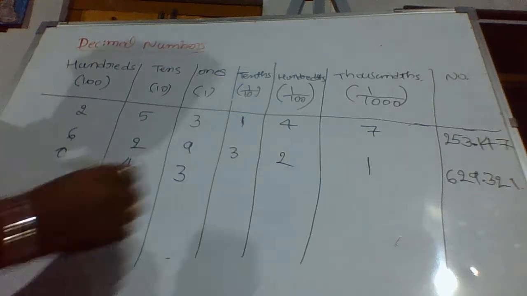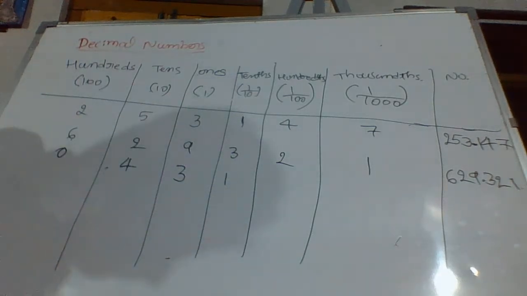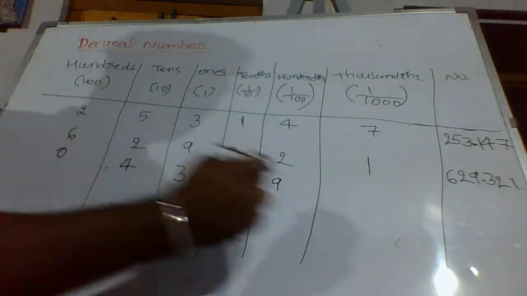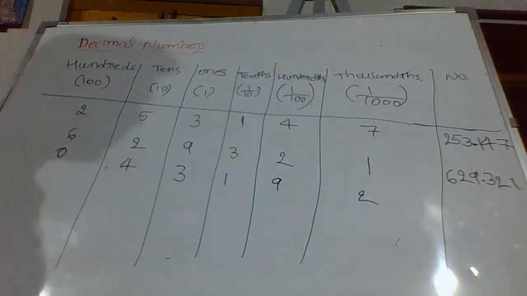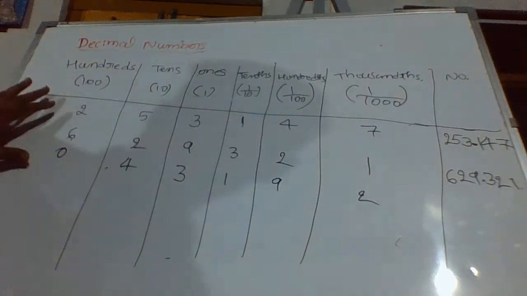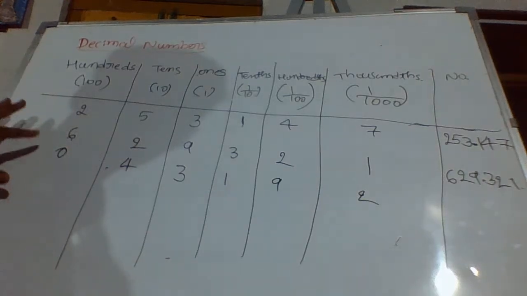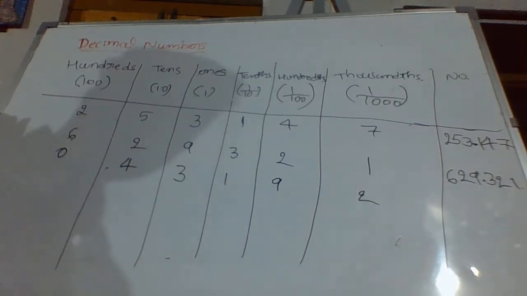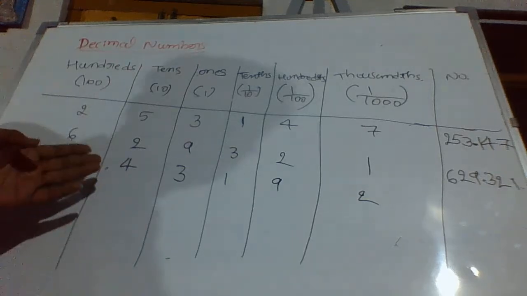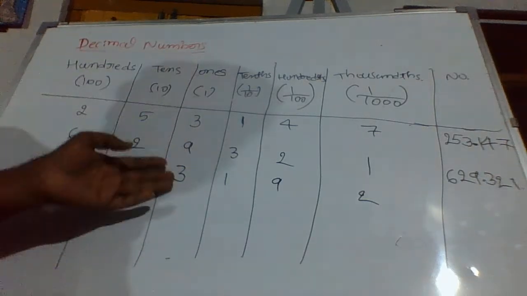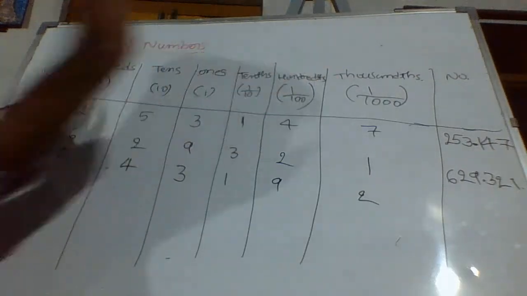And 1 at the tenths position, and 9 at the hundredths position, and finally 2 at the thousandths position. So what is the difference here? Here at the hundreds position they have given 0. Other than this, they have given all the numbers in the tens position, ones, tenths position, hundredths position, and thousandths position.